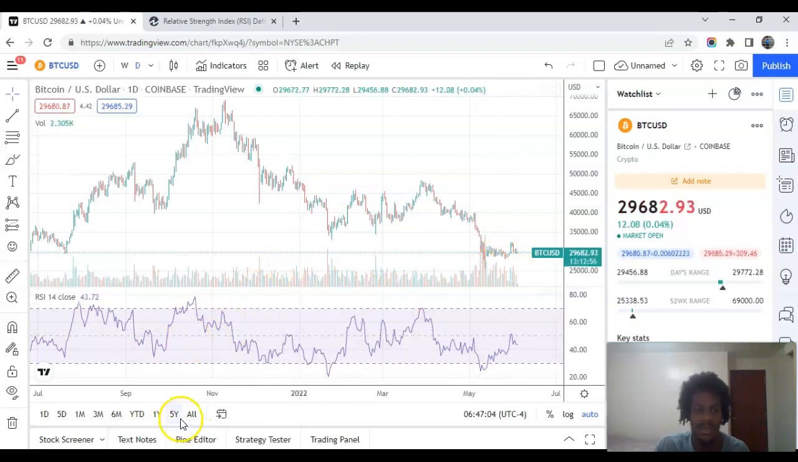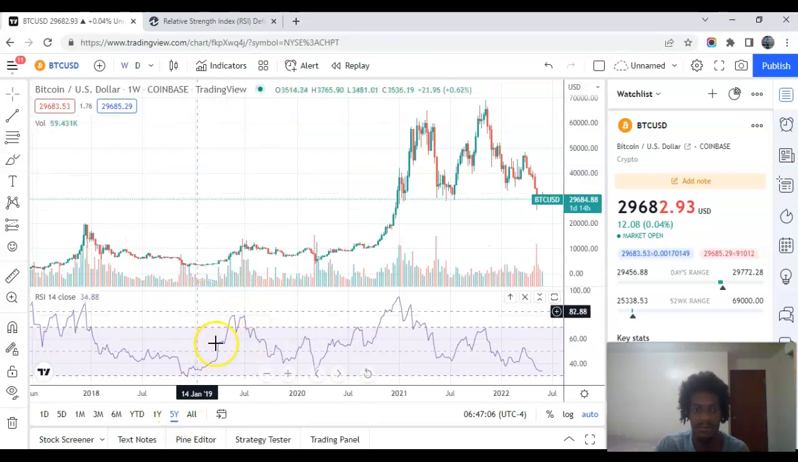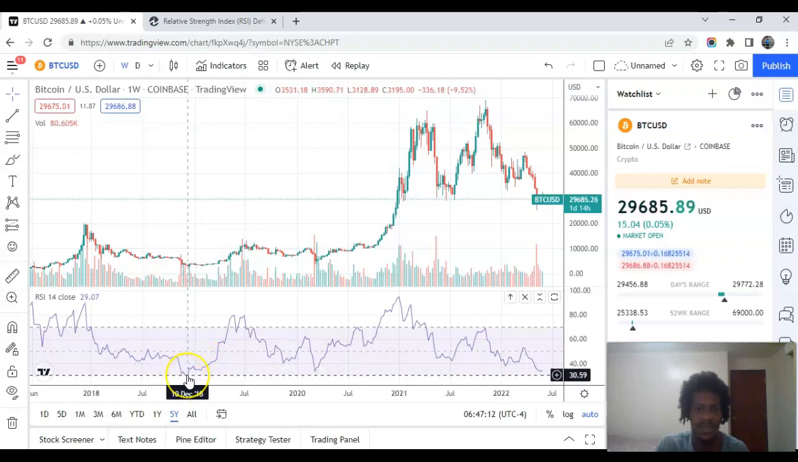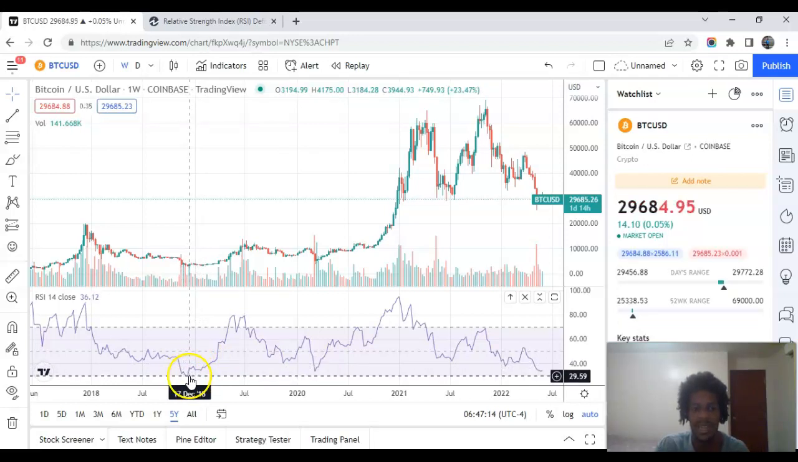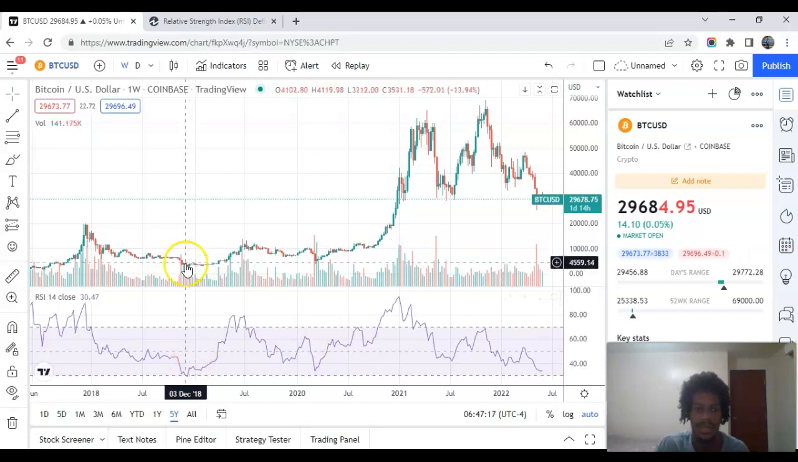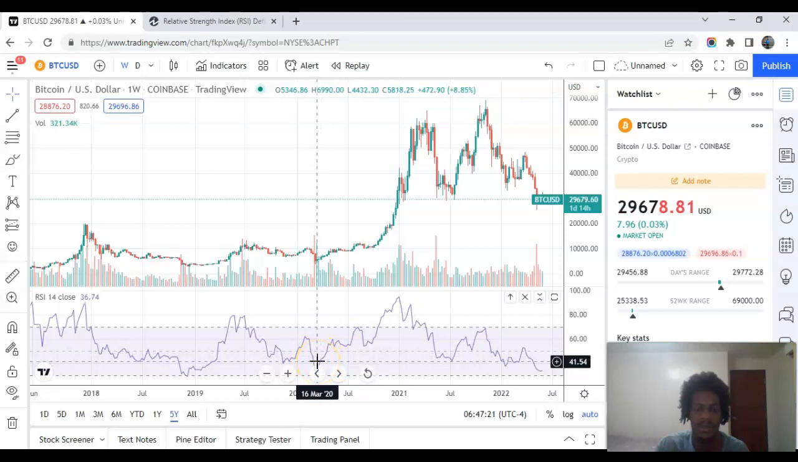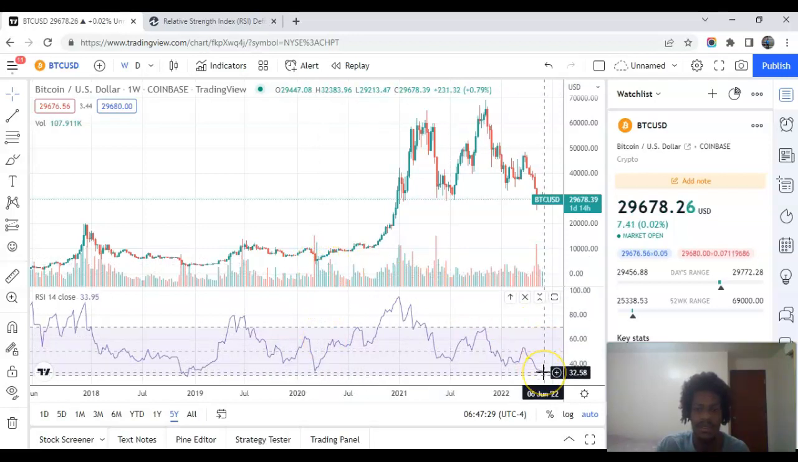So if you take a look back even further with Bitcoin, the RSI is also very useful for finding some really good buying opportunities. Over the last 5 years, we have the RSI at 30 in December 2018. That's when Bitcoin was just at 3,500. Then we have the RSI, of course, at the beginning of the pandemic. That was when Bitcoin was at 4,500, and now most recently we have the RSI near 30 again.